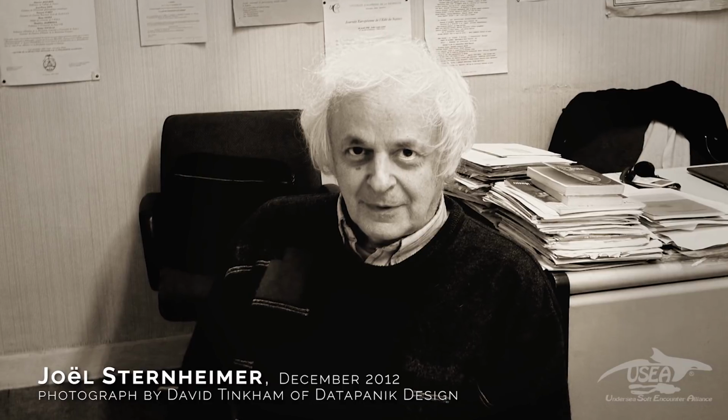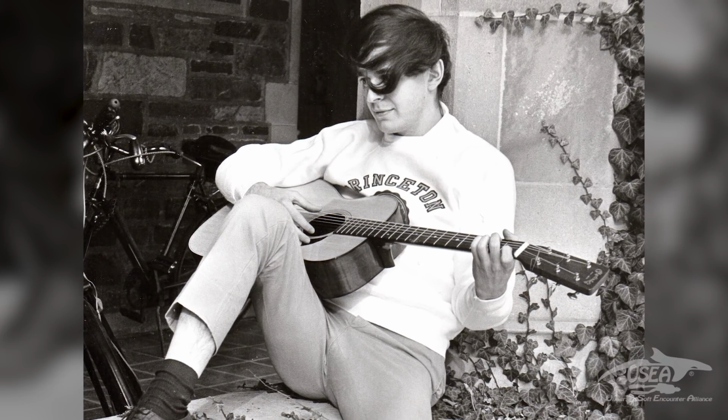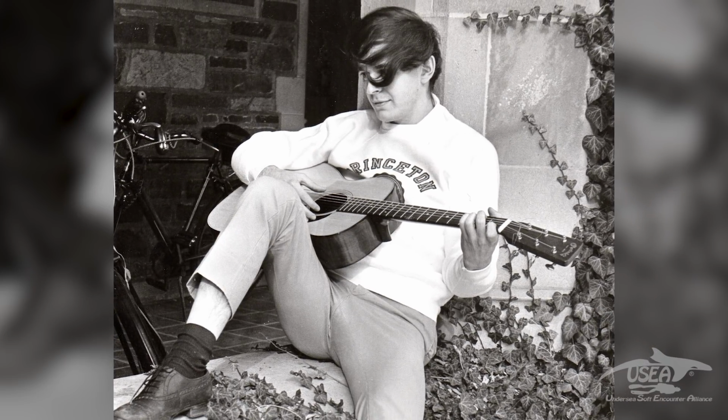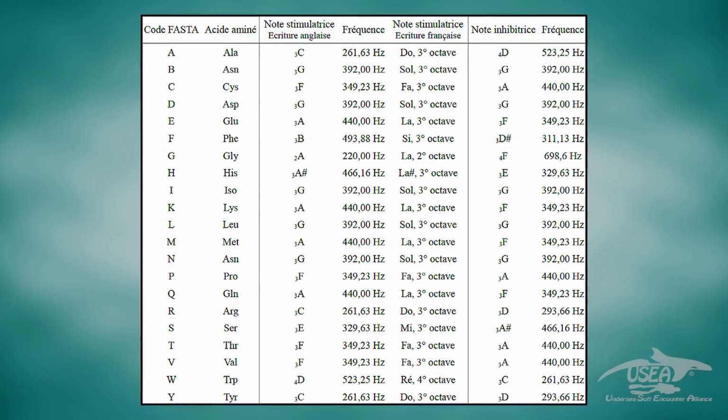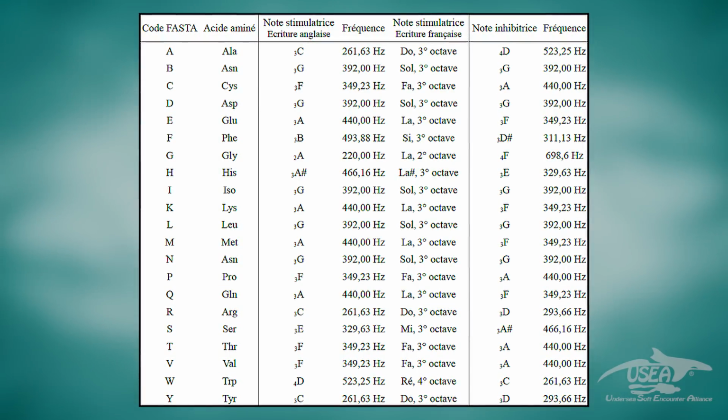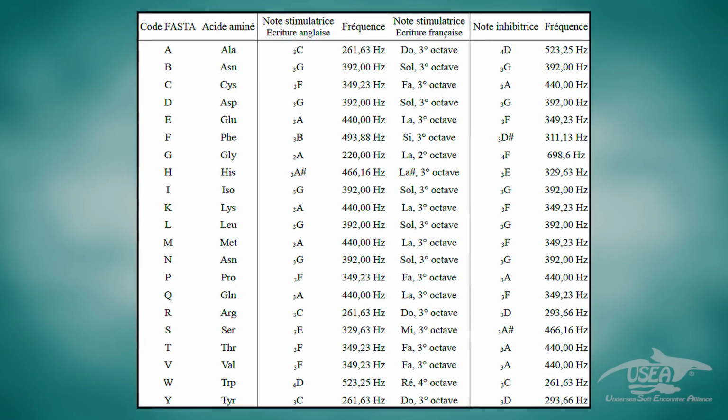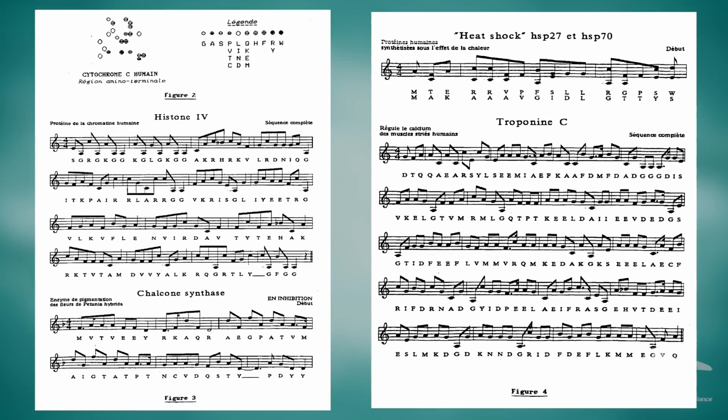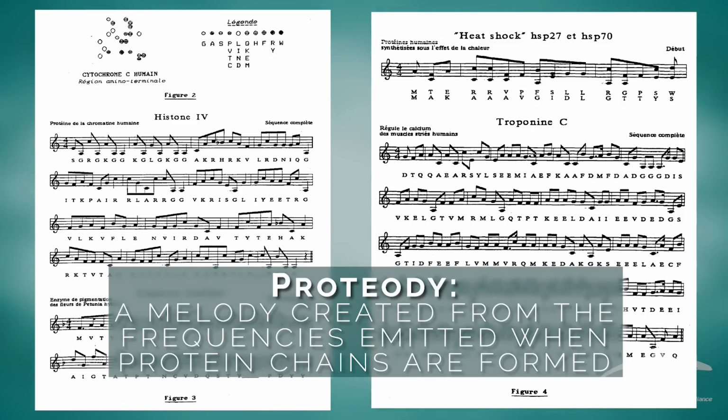Joël Sternheimer is a French engineer. He was a quantum physicist and he was also a musician. And Joël was working on the synthesis of protein. What he found out is that each time an amino acid was included, a small signal is emitted, and this signal has a frequency specific to the amino acid. Joël Sternheimer recorded this signal and made what we now call a proteody, which is a melody of protein. So he immersed the cells in the sounds of the specific proteody. And what he found out is that this sound improves the synthesis of protein.